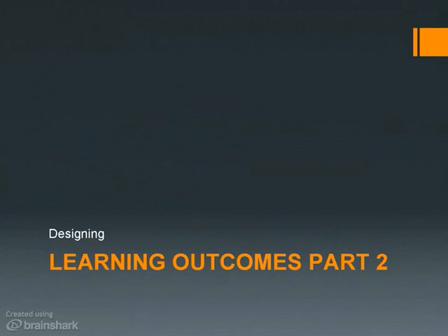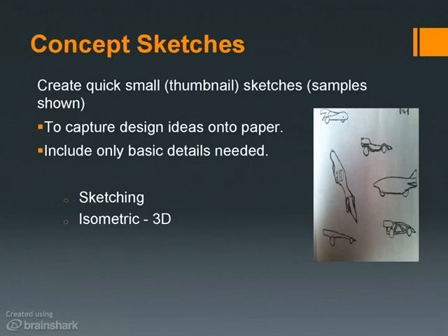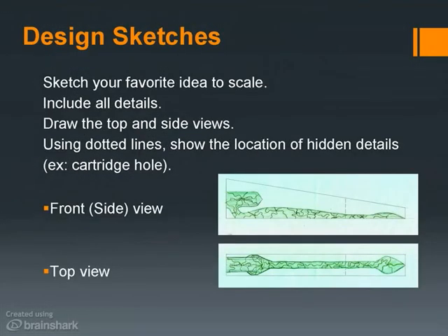We are now entering Learning Outcomes Part 2, the Designing segment. During this stage, the intention is for you to draw a series of quick, small thumbnails. Capture your ideas on paper. Only basic details are needed. Pick your favorite design from all of the thumbnail sketches that you captured, and now it's time to sketch to scale.